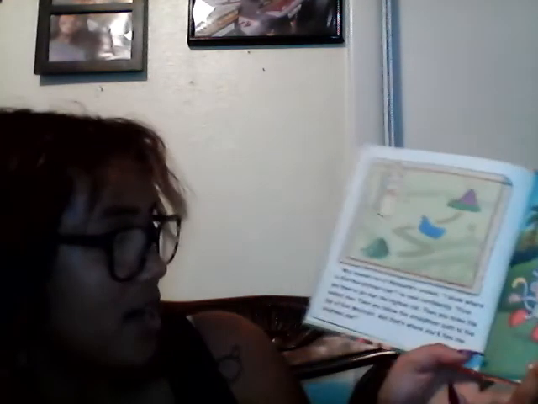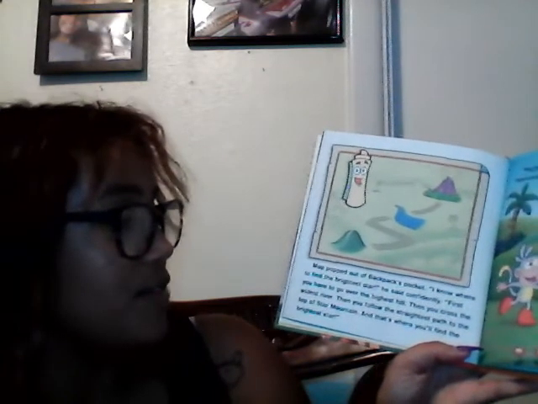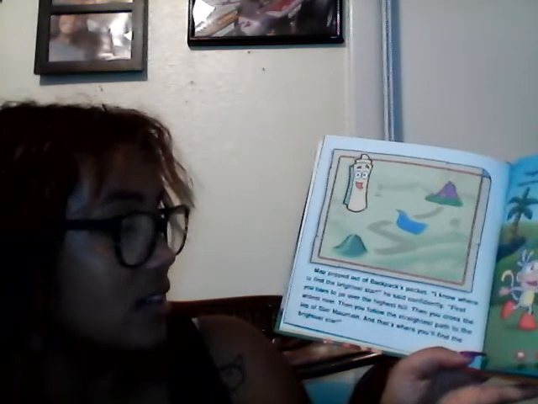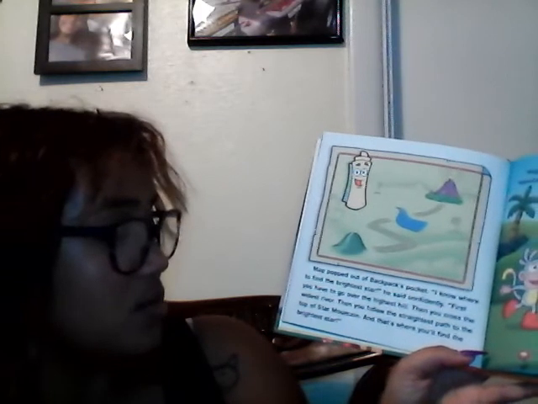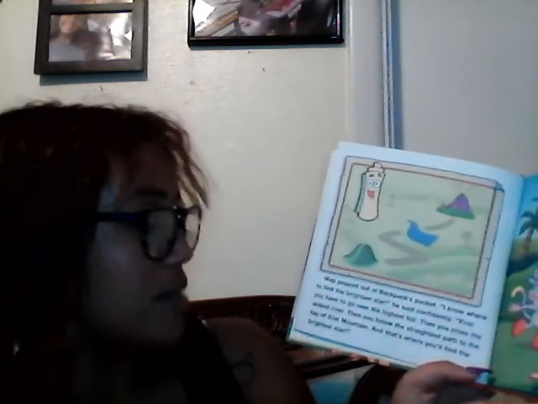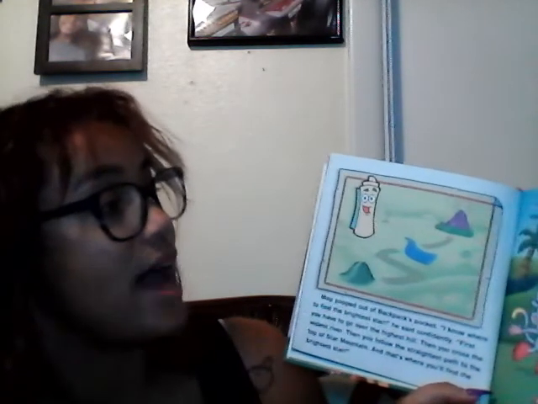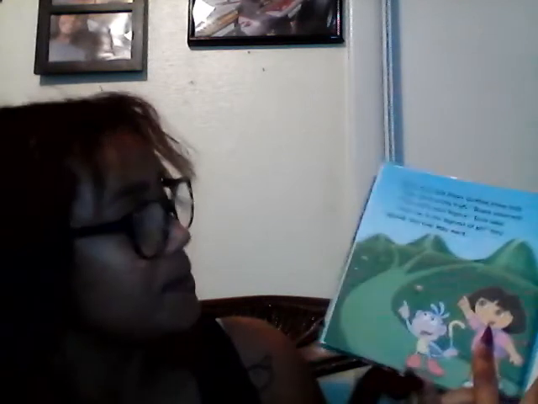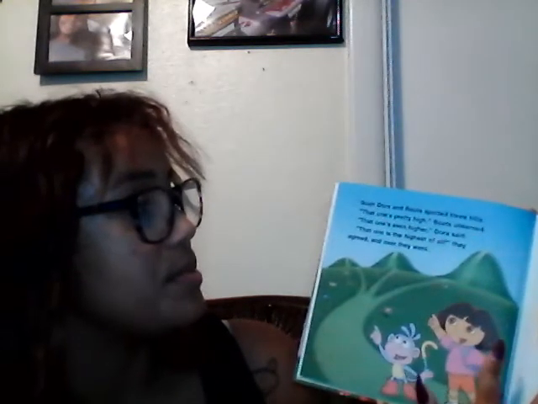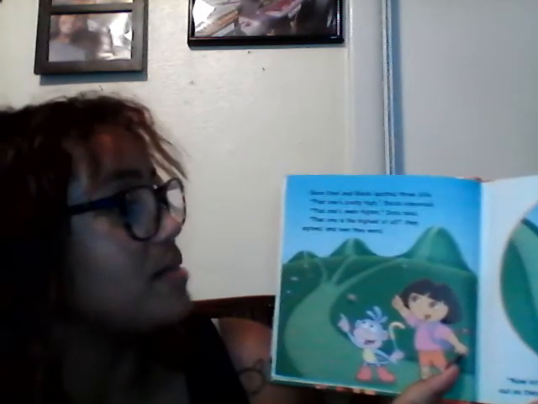Map popped out of Backpack's pocket. I know where to find the brightest star, he said confidently. First, you have to go over the highest hill. Then you cross the widest river. Then you follow the straightest path to the top of Star Mountain, and that's where you'll find the brightest star. Highest hill, widest river, straightest path, Dora repeated. Let's go, Boots. Soon, Dora and Boots spotted 3 hills. That one's pretty high, Boots observed. That one's even higher, Dora said. That one is the highest of all, they agreed, and over they went.